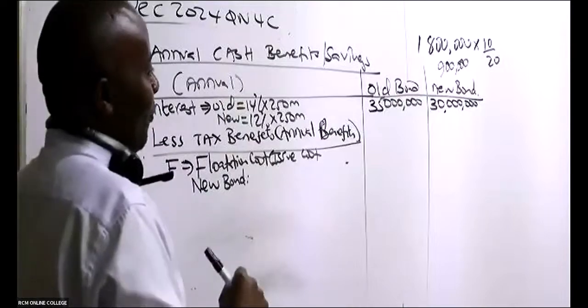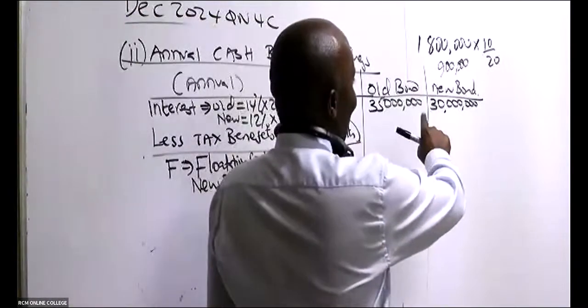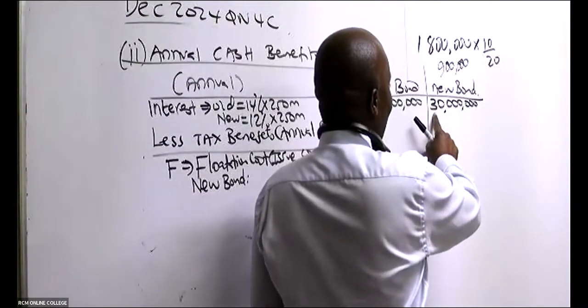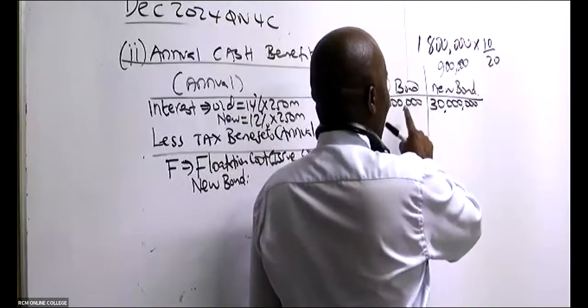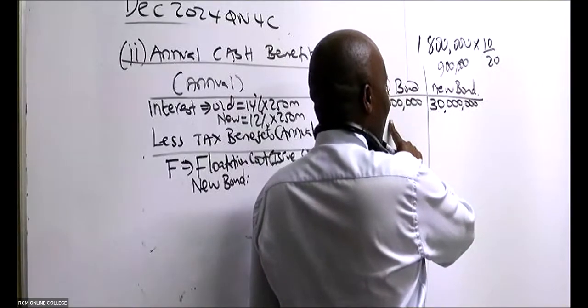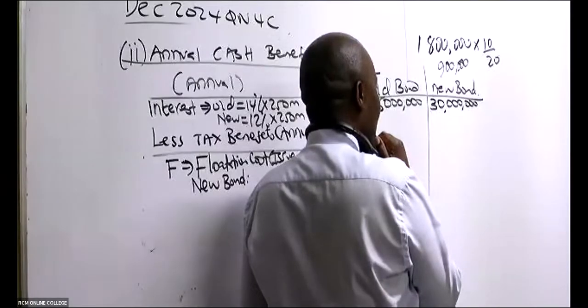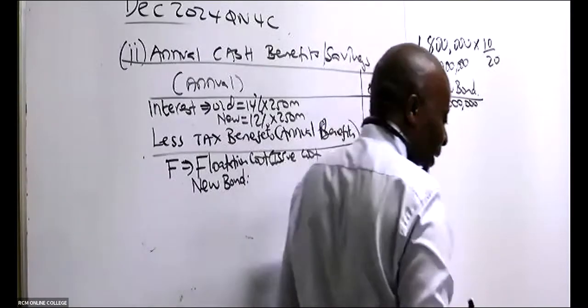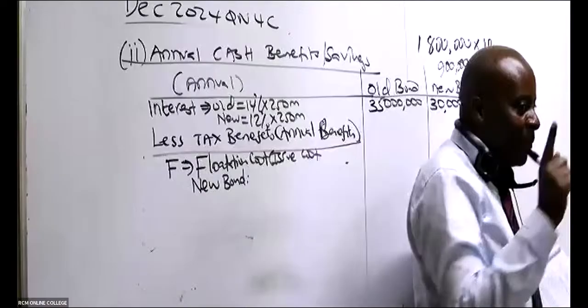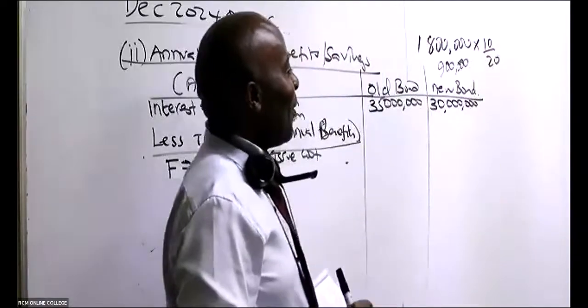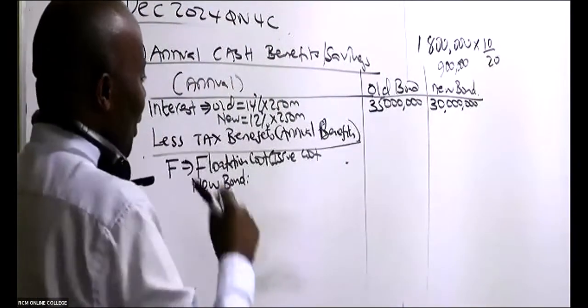Again, if you were to divide this by 10, you start paying 3 million when you were initially paying 35 million. When the deal is too good, it can't happen. You save all that money, 35 million to 3 million. It cannot happen. So then let's get now the issue costs.